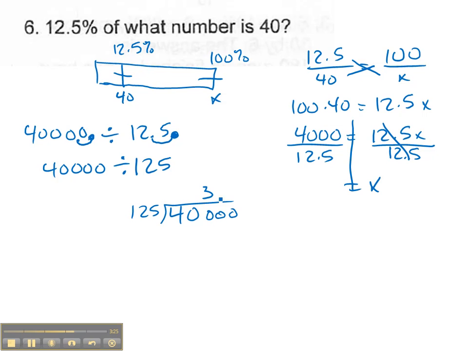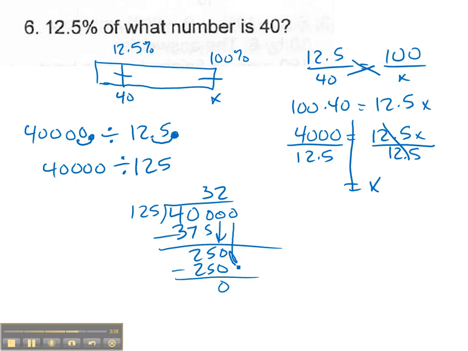There are 3 125s in 400. 3 times 125 is 375. You subtract, you get 25, and bring down this 0. There are exactly 2 125s in 250. Subtract, we get 0. And there are 0 125s in 0, so the answer is x equals 320.